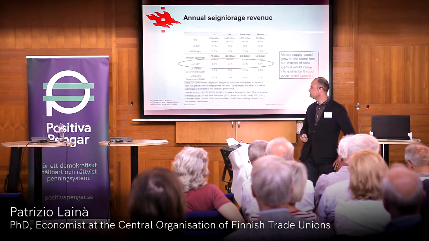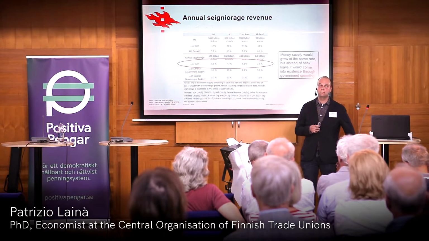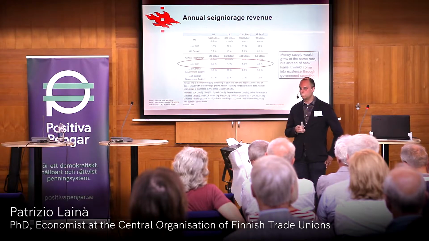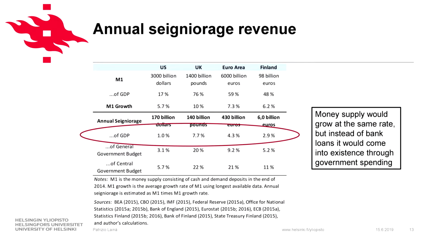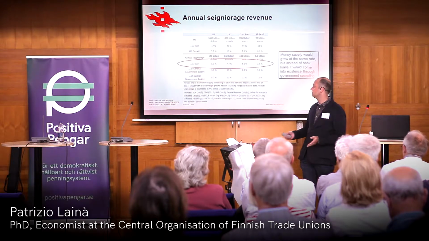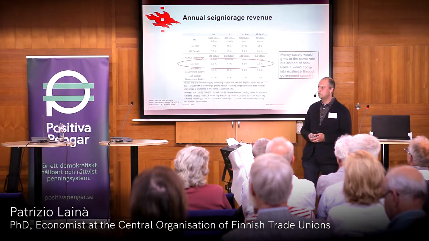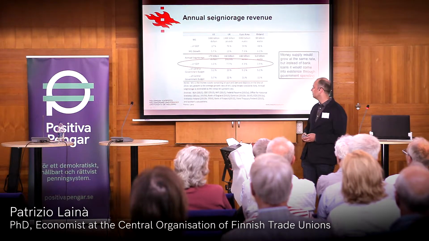But more interesting is this: how much seigniorage revenue will this type of reform yield each year annually? So it depends. I've just simply calculated how much the money supply has grown in the past, and if it will continue growing at the same rate. And then, of course, how big is the money supply? It depends how much seigniorage you will get. And it would be something from 1 to 7.7% of GDP. So quite significant, I would say.